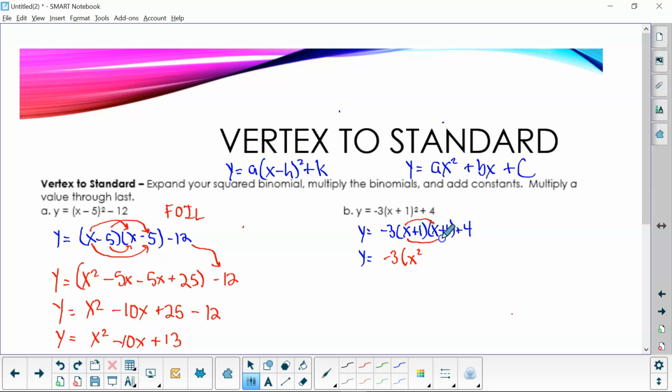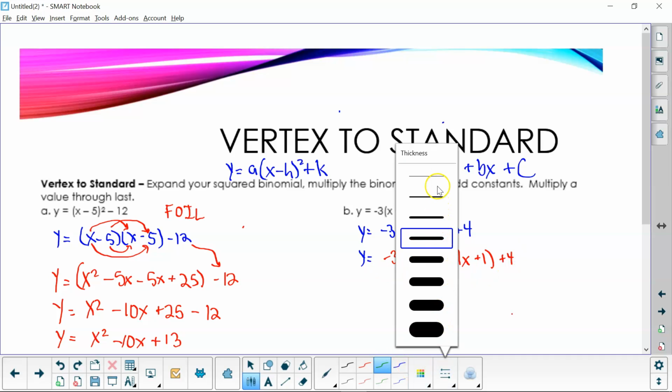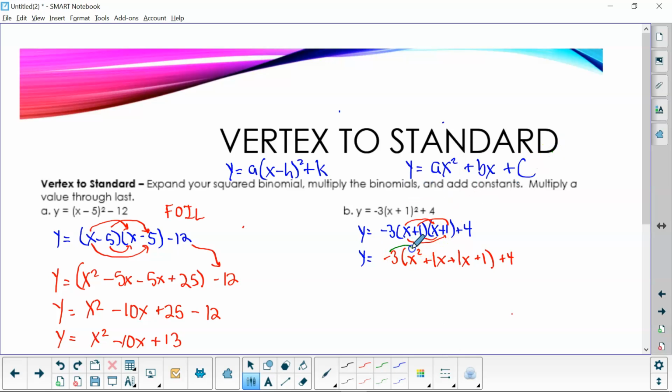That's my first. Outer times outer, 1x. Inner times inner, plus another 1x. And last times last, 1 times 1 is 1. Plus 4. So now I have to distribute my 3 because multiplication is next in the order of operations. I have to distribute my 3 into here.